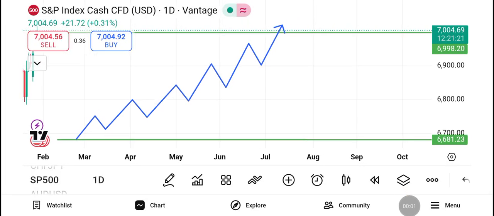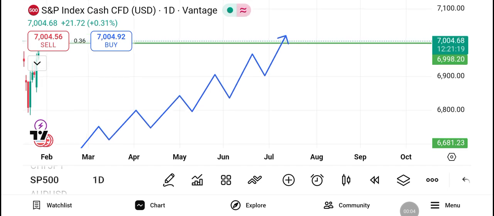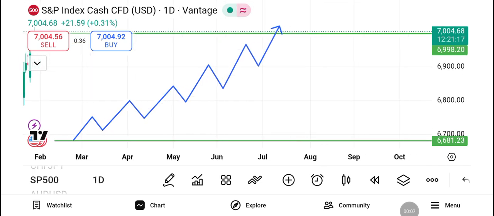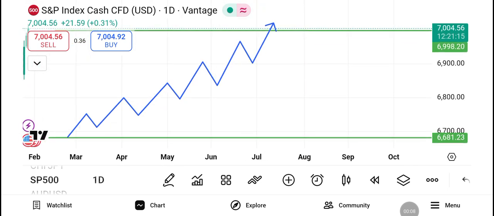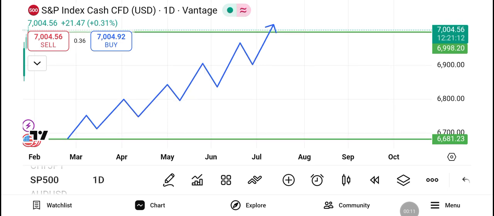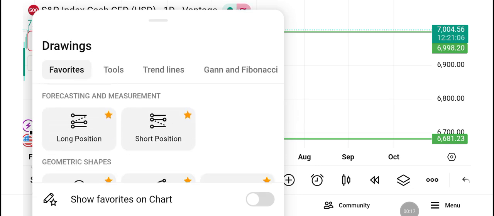This is just about the break of structure. Change of character. This is what I would do if I see change of character. So let me go back to this.